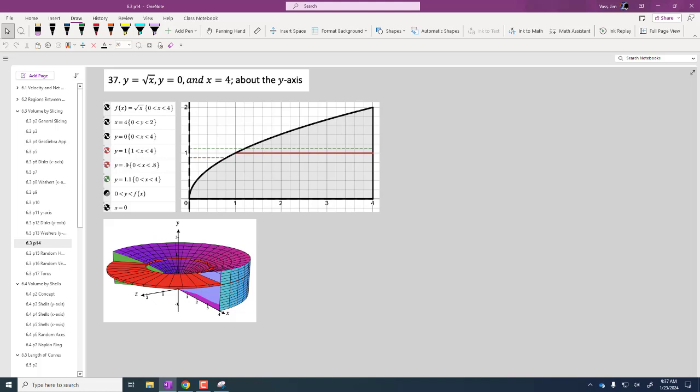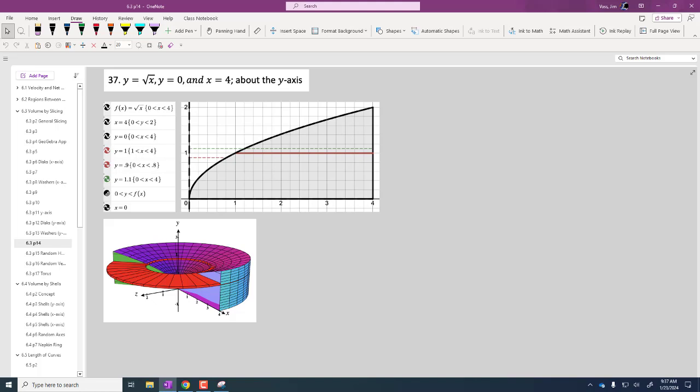So with this problem, we've got 3 curves here. We've got the square root function, we've got the vertical line over here at 4, and we've got the x-axis. So we've got that shape there. And we're going to rotate this shape around the y-axis, so it's going to create this funnel-looking solid object. And we want to find the volume of that solid object.